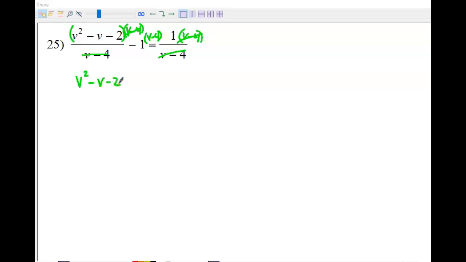So now we're just left with that there, minus, nothing cancels here, so that's going to stay just the way it is. And over here we're just left with 1. For this one here we have v squared minus v minus 2. Distributing the negative 1, we get this.